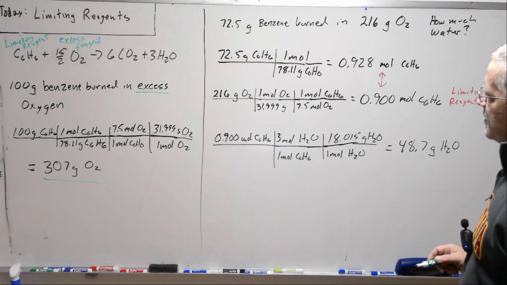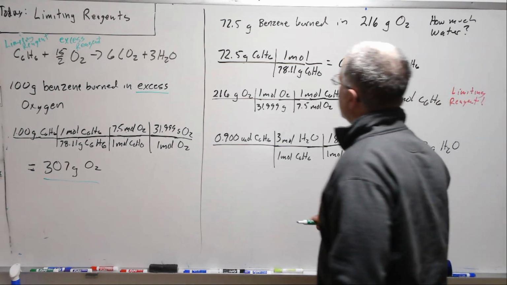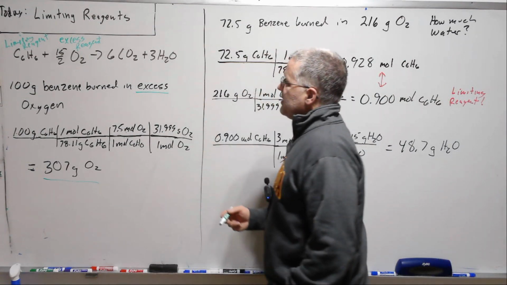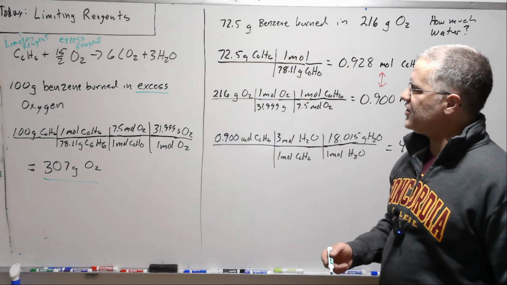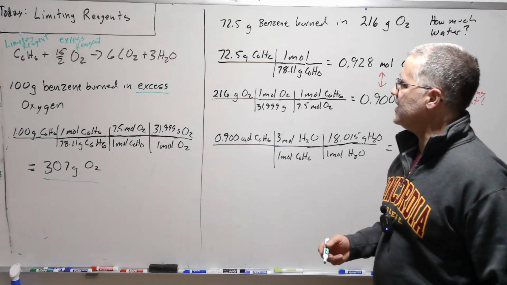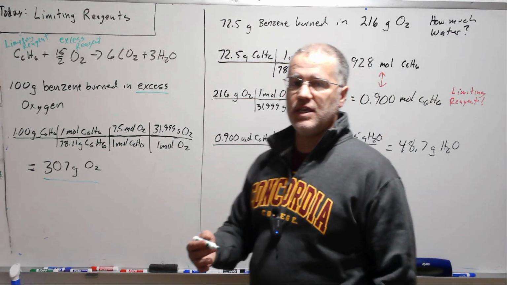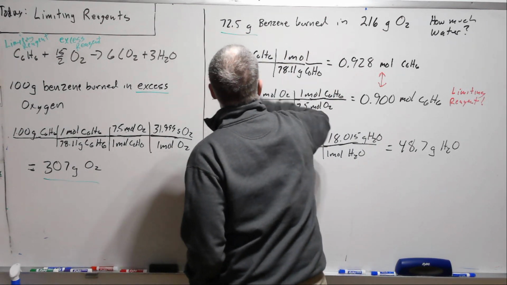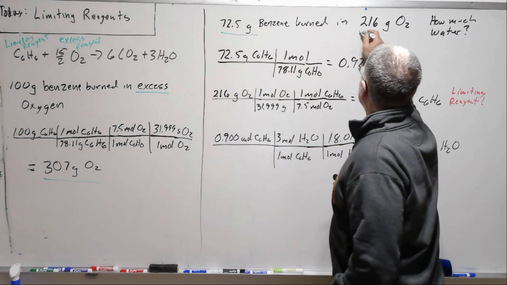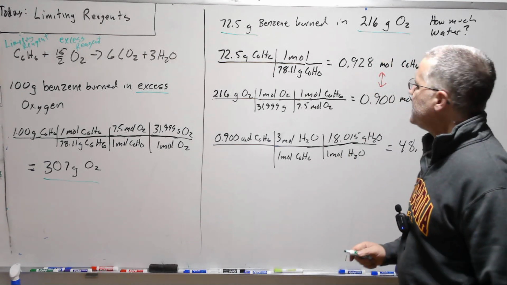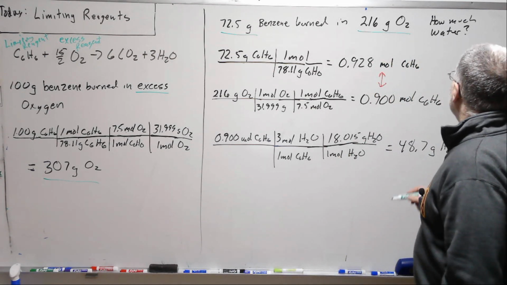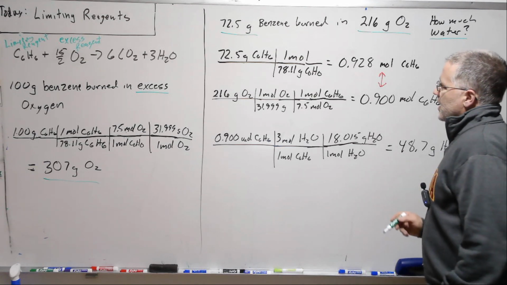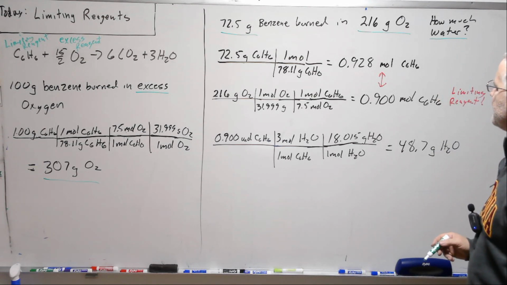Now, we might be in a situation, though, where it might not be obvious which is which in terms of the limiting reagent and the excess reagent. And so we have to go about the work of identifying that. So let's take a problem where we're told 72.5 grams of benzene is burned in 216 grams of oxygen, and we want to figure out how much water is left over.